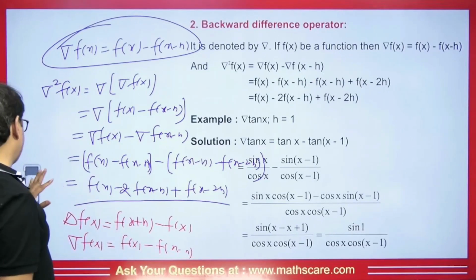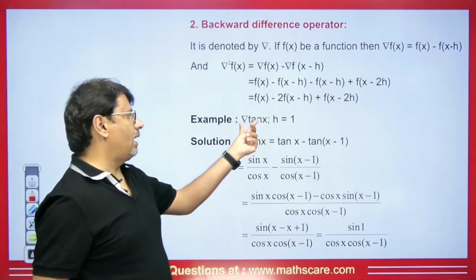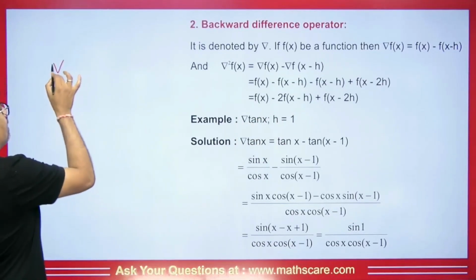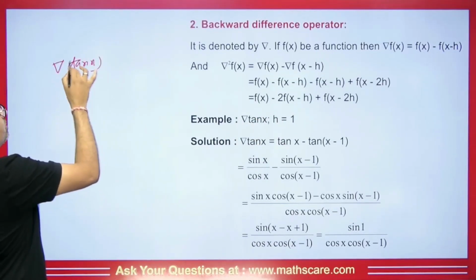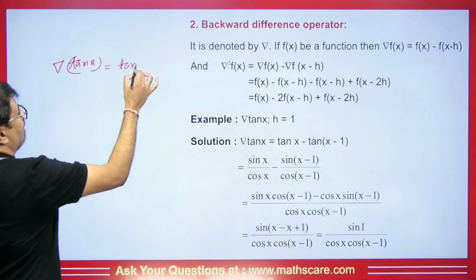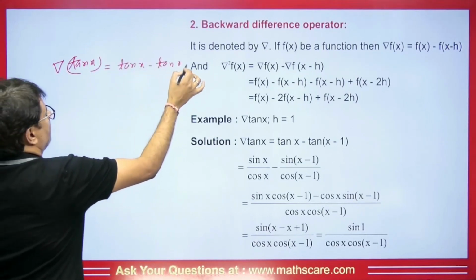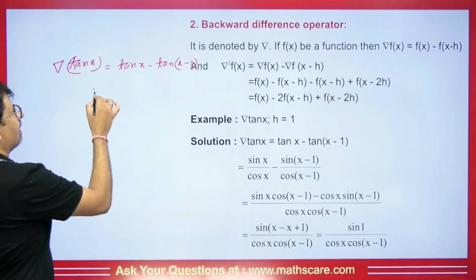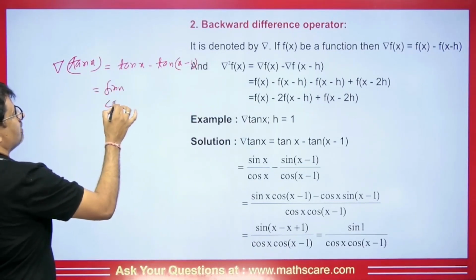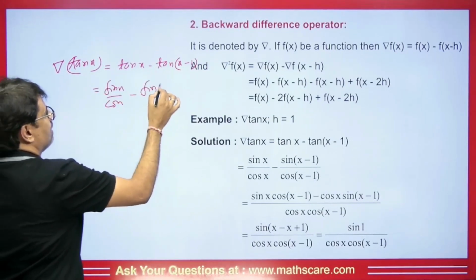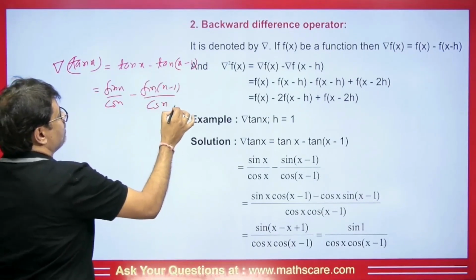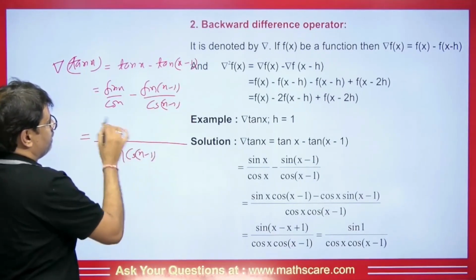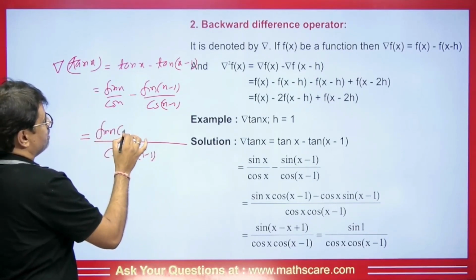Clear, students? Here if we have a question given, for example, you need to find the nabla of tan x where the value of h is given as 1. What are we going to do here? We will calculate nabla of tan x. Okay, and the value of h is 1. So what do we do? This will be tan x minus tan(x minus h), and the value of h is 1. So this will be the value. Clear? What we will do? We can write tan as sin x upon cos x, right? Minus this will be sin(x minus 1) upon cos(x minus 1). Okay, now take the LCM of this. It will become cos x cos(x minus 1), and here then it will be sin x cos(x minus 1) minus.